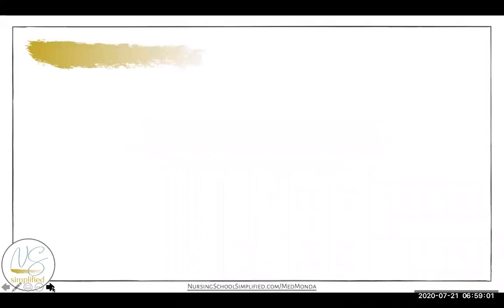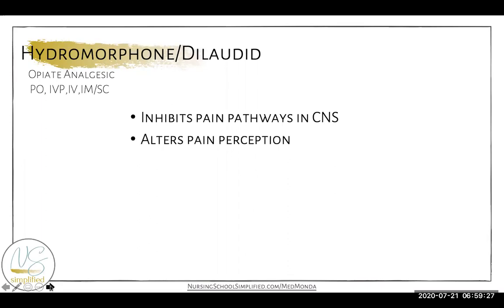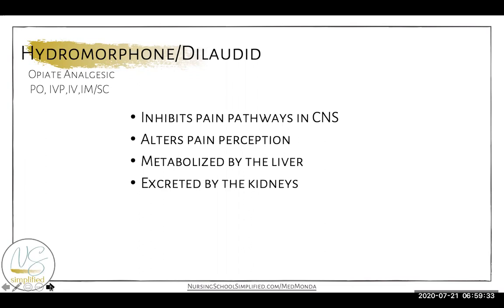So let's get started. Our medication today is hydromorphone, otherwise known as Dilaudid. It is an opiate analgesic. It can be given PO, IV push, through an IV drip, or intramuscularly or subcutaneously. It inhibits pain pathways in the CNS and alters pain perception. It's metabolized in the liver, so that is important to know, and it's excreted by the kidneys.